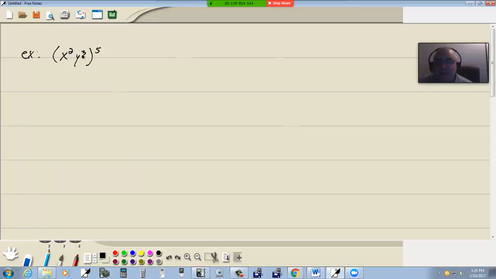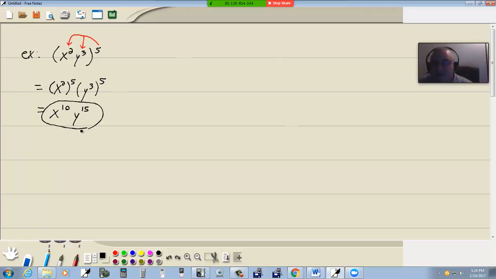If everything inside the parentheses is either being multiplied or divided, no addition or subtraction, and you're raising the parentheses to a power, you can take everything inside to that power. So we'll take the x squared to the 5th power, and we'll take the y to the 3rd to the 5th power. Now at this point, we're raising one exponent to another exponent, so you multiply them together. 2 times 5 is 10, and 3 times 5 is 15. And that would be our answer.